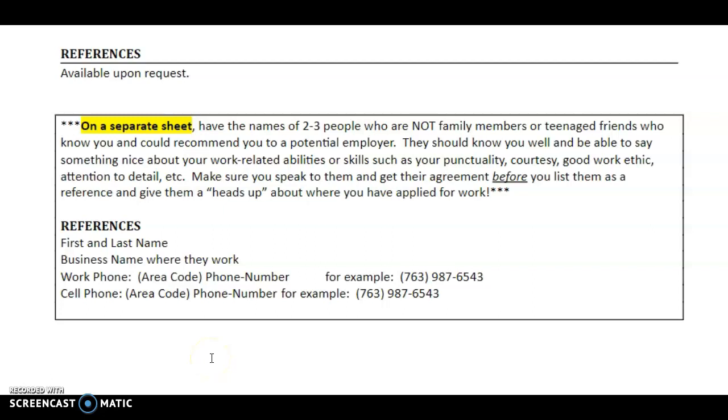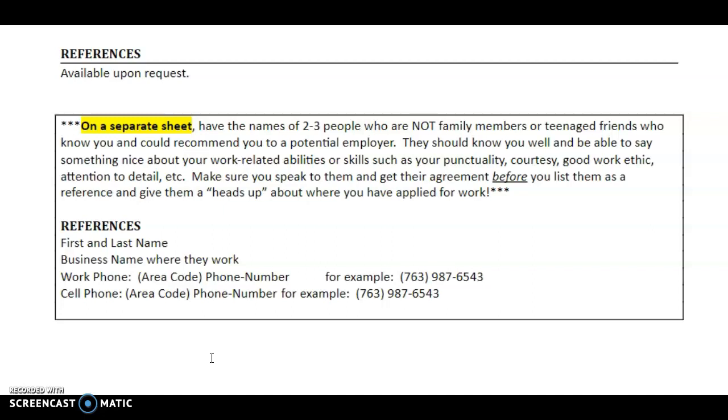So on a separate sheet of paper, you will want to have the names of 2 to 3 people who are not family members, because of course family members are going to give you a glowing recommendation. We know that. Your friends are going to give you a glowing recommendation. Potential employers are looking for others who know you with regards to your work ethic, okay? So you want to choose someone who is going to say something nice about you, but someone who isn't related to you, okay?